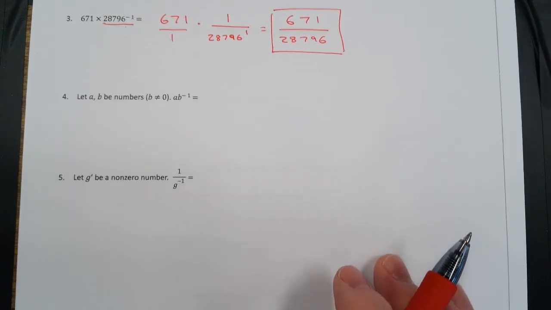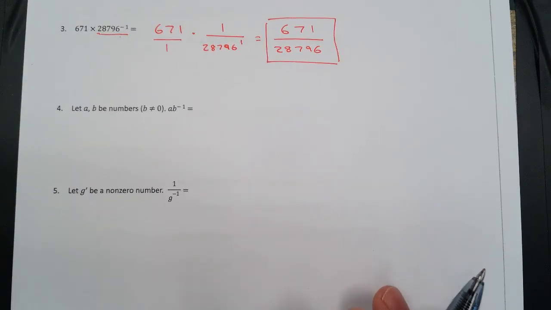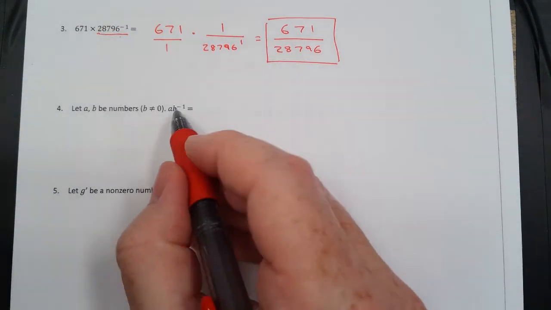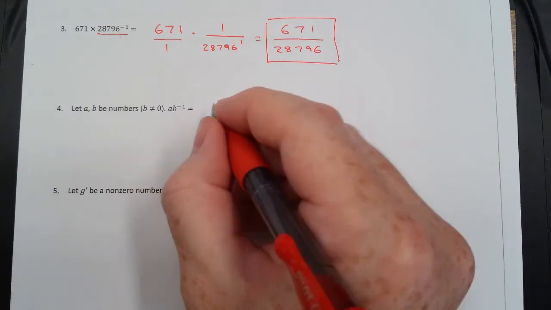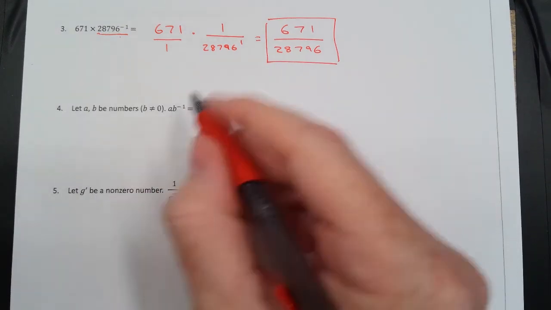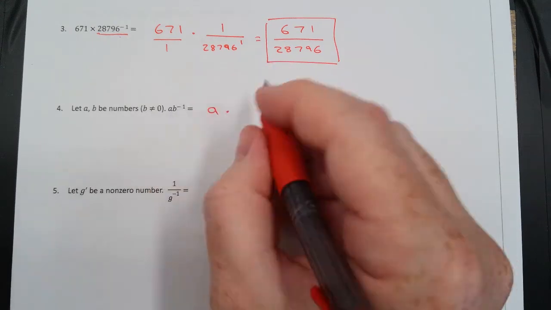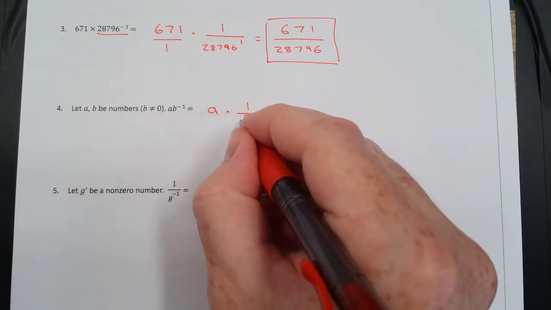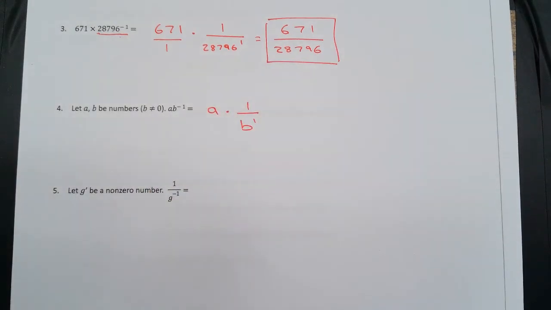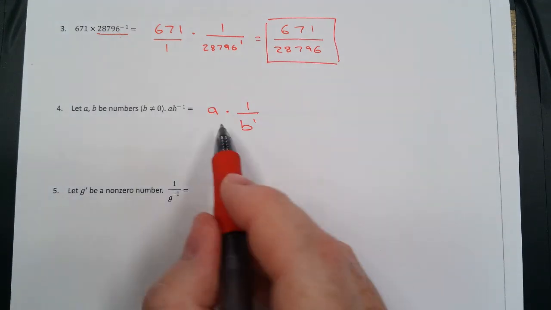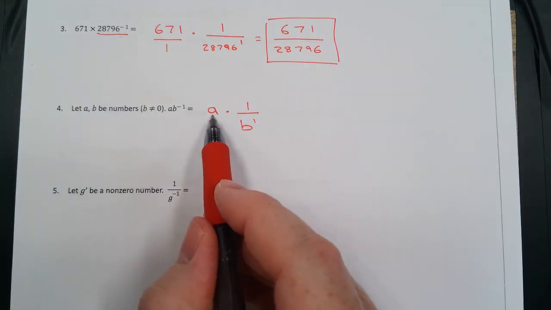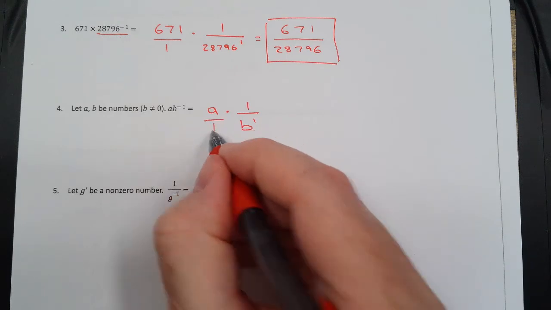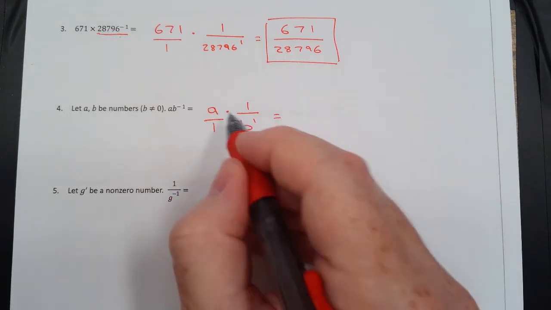Now, number 4 and 5 are a little bit trickier because they ask you to use variables. But remember, a does not have an exponent, so a can just stay the same. B is the one that moves to the denominator, and the exponent turns positive. Nothing happens to a. Just make a fraction so that it's easier to multiply straight across.